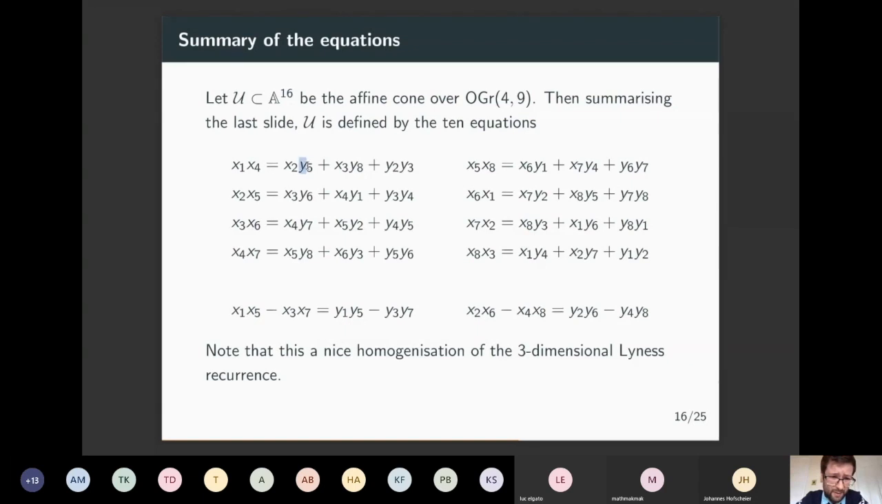So I have to add in the yi's, but I have to do it in this very special way in order to make everything play nicely. And then the last two equations are just two things that were implied by the first 8, so they just pop out at the end. If I were to set everything equal to 1 here, I would actually end up back with the threefold that's defined by the original Lyness recurrence.